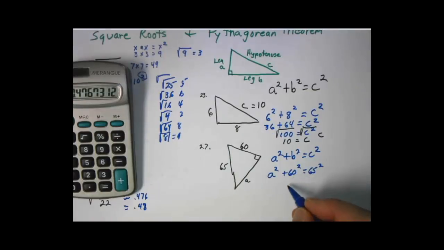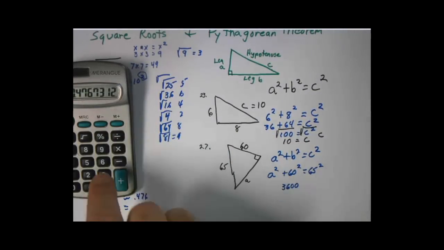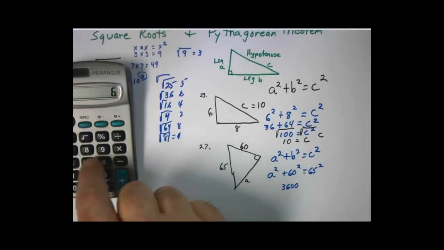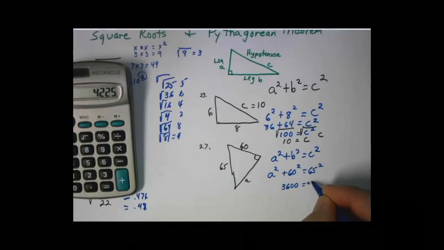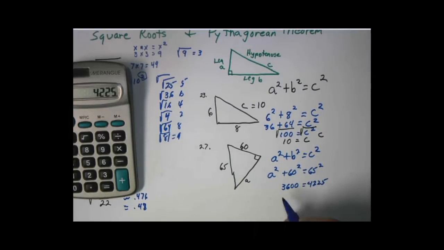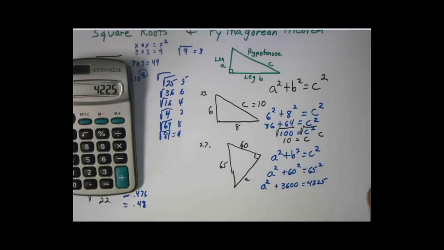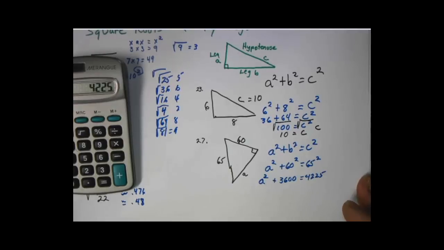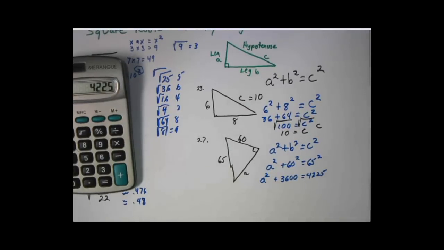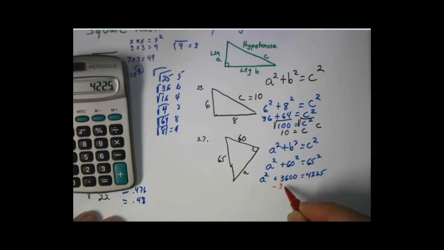So 60 squared is 3600, and I'm not sure what 65 squared is in my head, so I'm just going to do it. 4,225 is equal to a squared. Well, that looks a lot like those algebra problems we were working on, doesn't it? We're working backwards. We're trying to get the variable by itself, so we work backwards by clearing those out. So we're going to take away 3,600 from both sides. That's going to cancel. 25 drops down, and I'm left with 625.